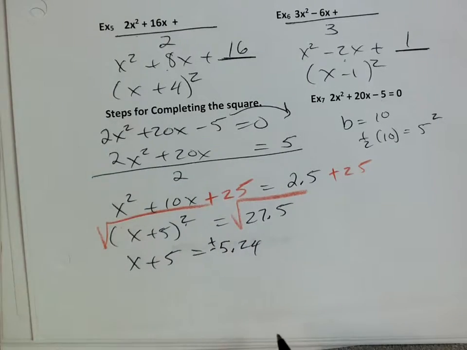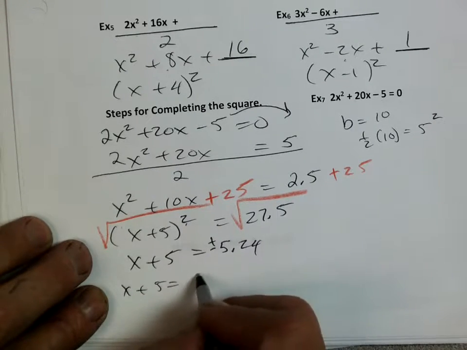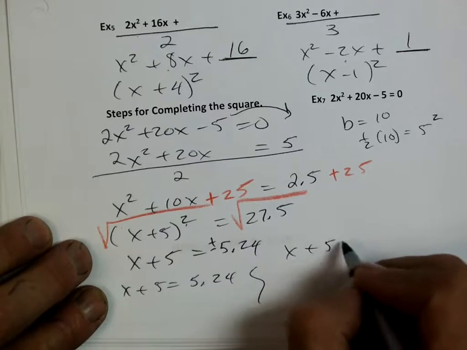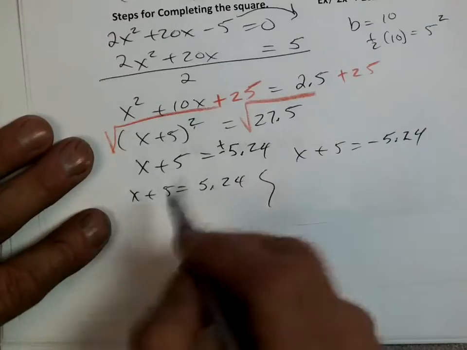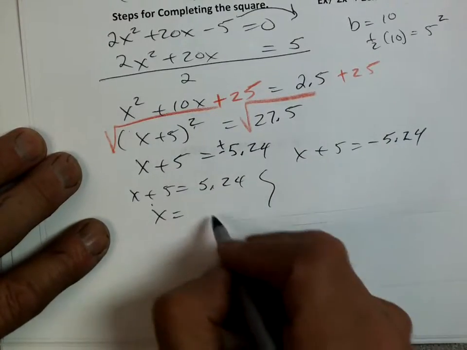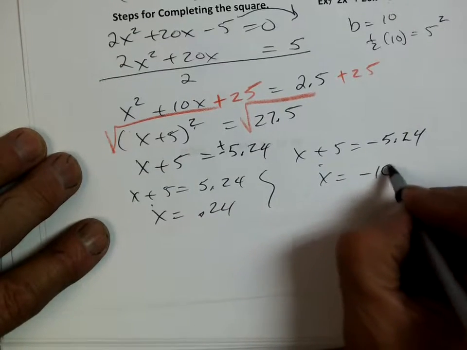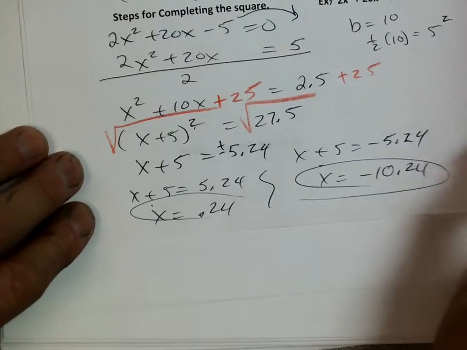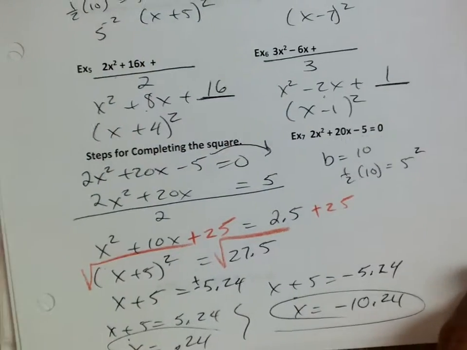Now, we know there's two answers, so we have two mini equations. I have x plus 5 equals 5.24, and x plus 5 equals negative 5.24. Then if I solve, I go minus 5: one answer is 0.24, and the other answer is negative 10.24. There it is. This equation would not factor, so we solved it by completing the square.